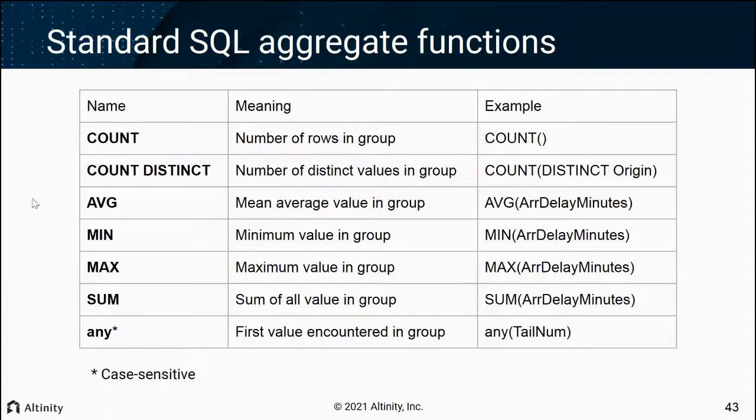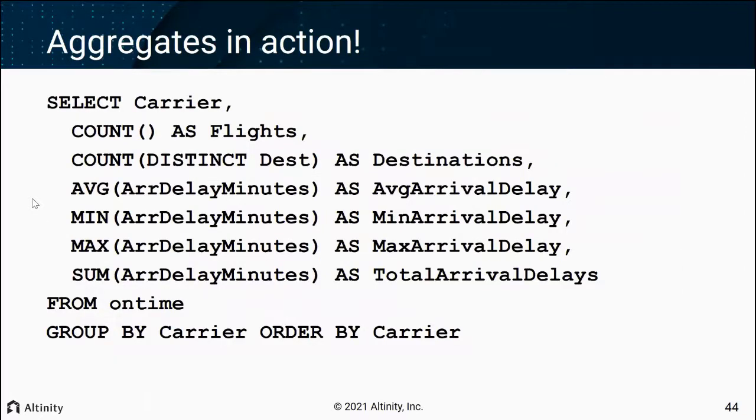So here's an example of using them. We're going to get a bunch of information about arrivals by carrier. We'll count the number of flights that they have. We'll count the number of distinct destinations that they flew to, and this is over the entire data set. We'll get the average arrival delay, and so on and so forth, and then the number of minutes that people wasted in total. So this is an example of using aggregates in a pretty common way.